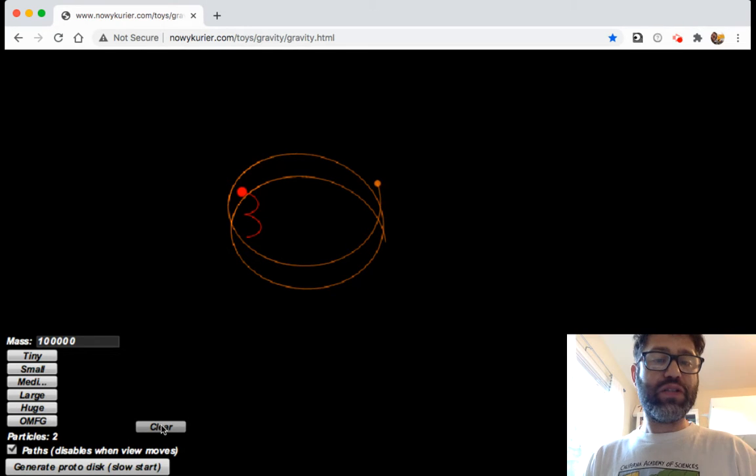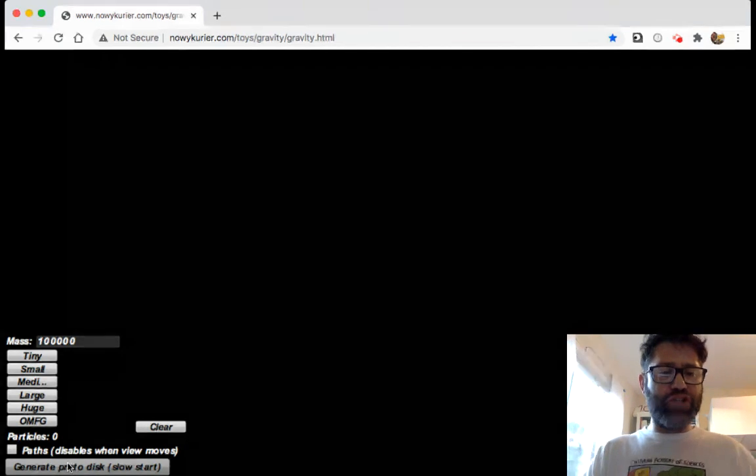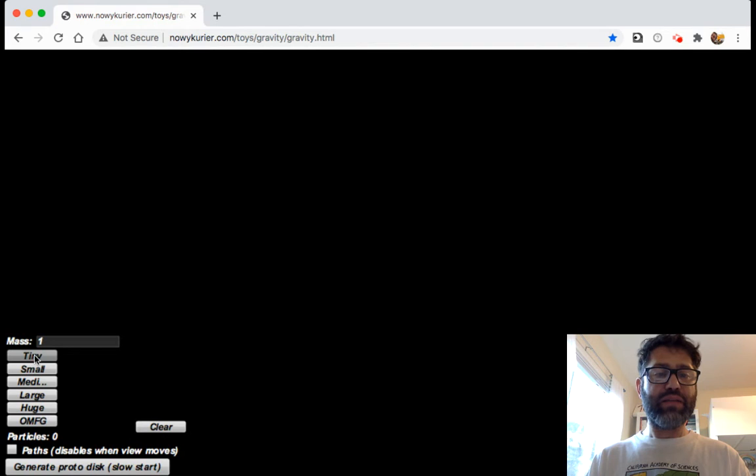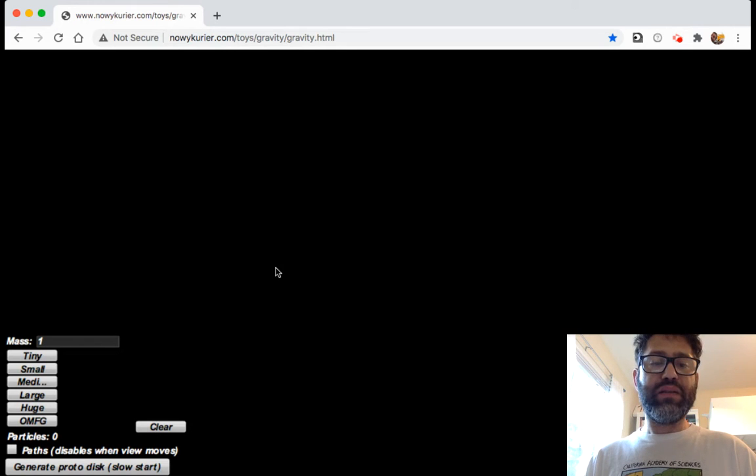So now, I mentioned the last thing that I was really excited about with this application, and here it is. If you notice this button at the bottom left corner, it says Generate Protodisk. Proto meaning like before, like a prototype or a protoplasm. Essentially, I didn't show you that we can select masses as small as 1 times a million kilograms. But the unit of mass is just 1, so that's one millionth of what we started with.